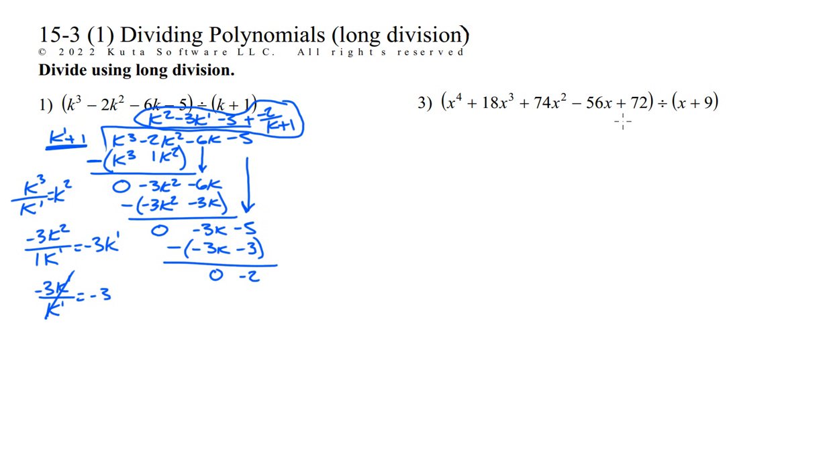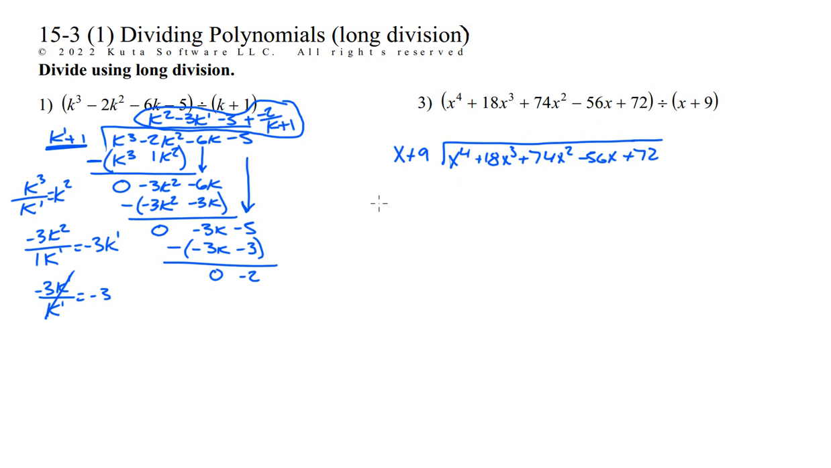Okay? Alright, number 3. X plus 9 goes out front here, and under our root, I'm going to move this down a little bit, give us a little bit more space to write our answer. Okay, x to the fourth plus 18x cubed plus 74x squared minus 56x plus 72. If there happen to be any missing powers in here, it would be a good idea to write those in as zeros, but there aren't any missing powers on this, so we're good to go for now.